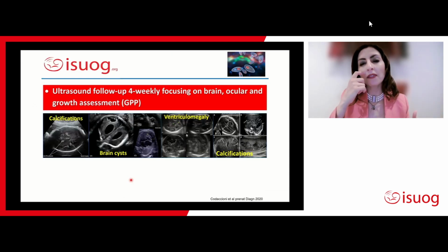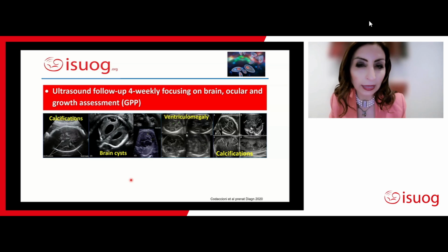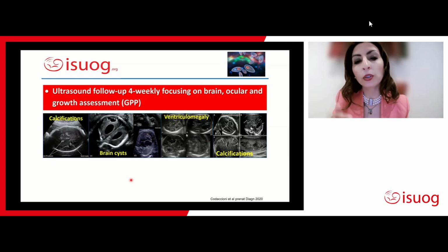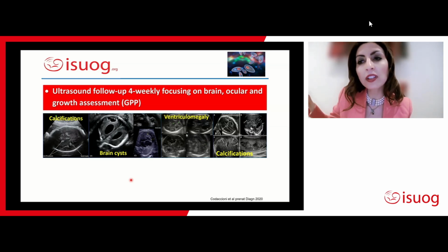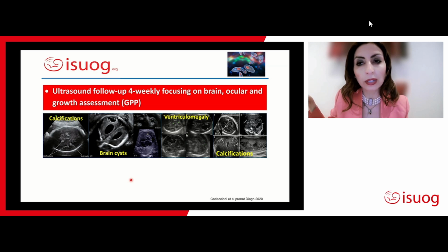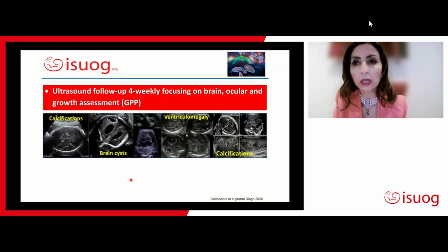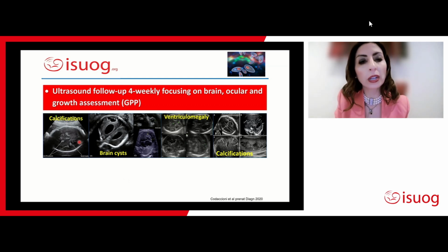When you have toxoplasma, when we published this guideline, we did say we recommend that we should arrange an ultrasound scan every 4 weeks. And when you do the ultrasound scans, you're looking particularly for brain abnormalities, for the eye, and also assessing the growth because they have a higher chance of fetal growth restriction. So when you look at the brain, what brain abnormalities should I look for?